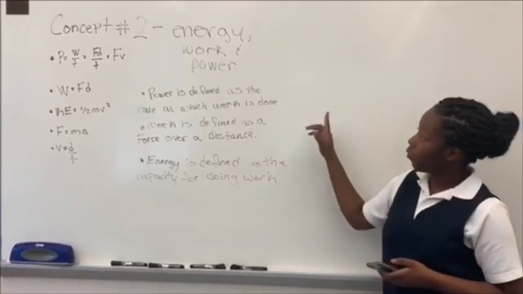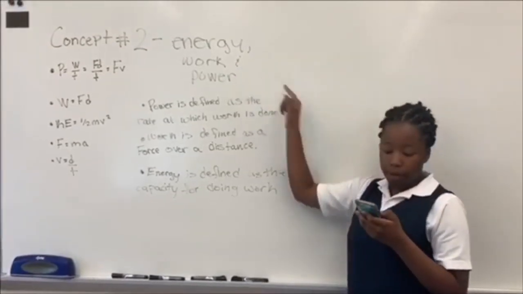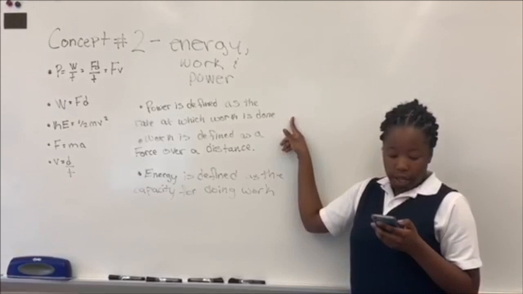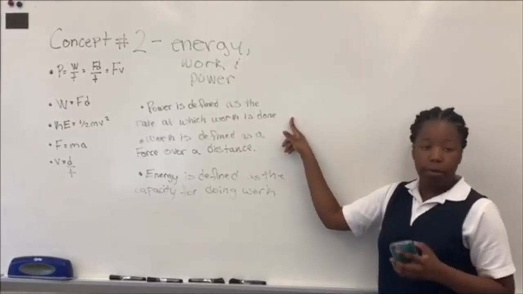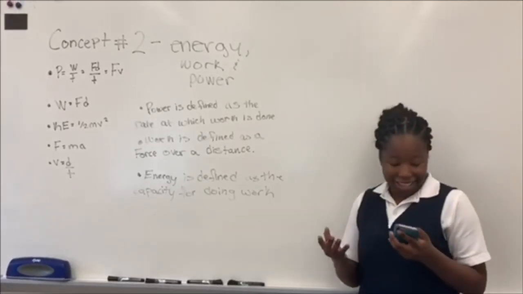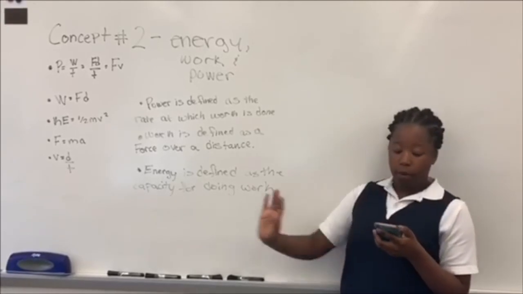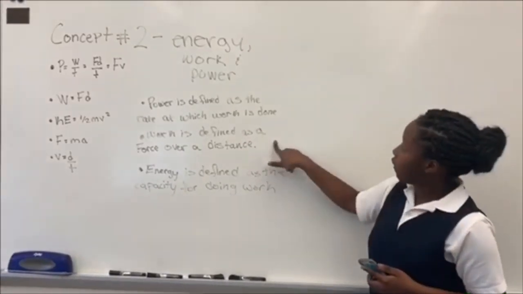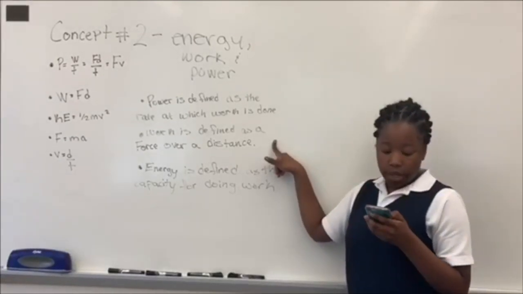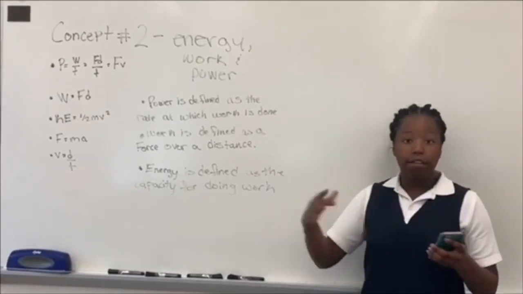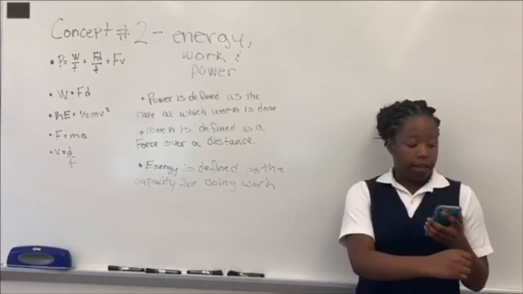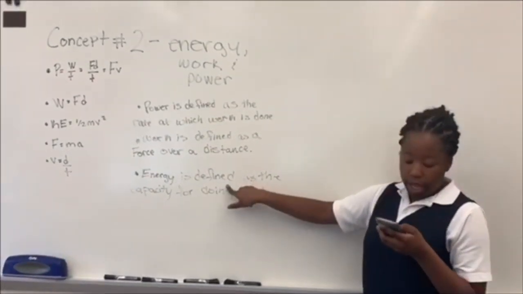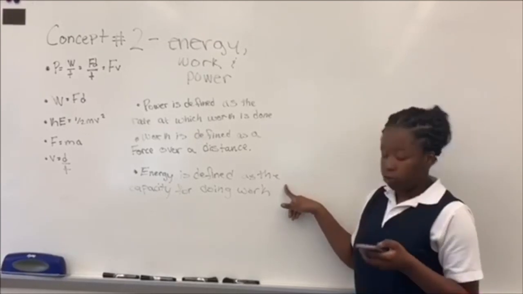Second concept for our water blaster is energy, work, and power. Power is defined as the rate at which work is done, and the water blaster's power is determined by how fast the blaster is blasted. The faster it is blasted, the more power behind the water there is, and the slower it is blasted, the less power there is. Work is defined as a force over a distance. So when a person applies a force on the end of the blaster to the front of the blaster, it causes the work, which in turn transfers into energy, and energy is defined as the capacity for doing work.